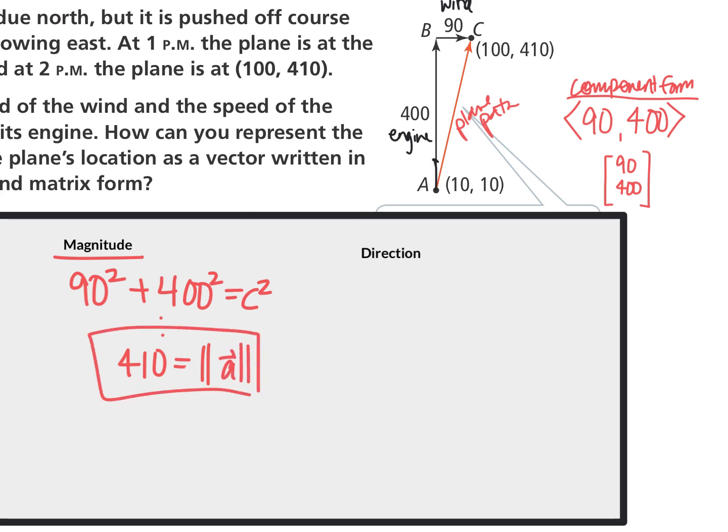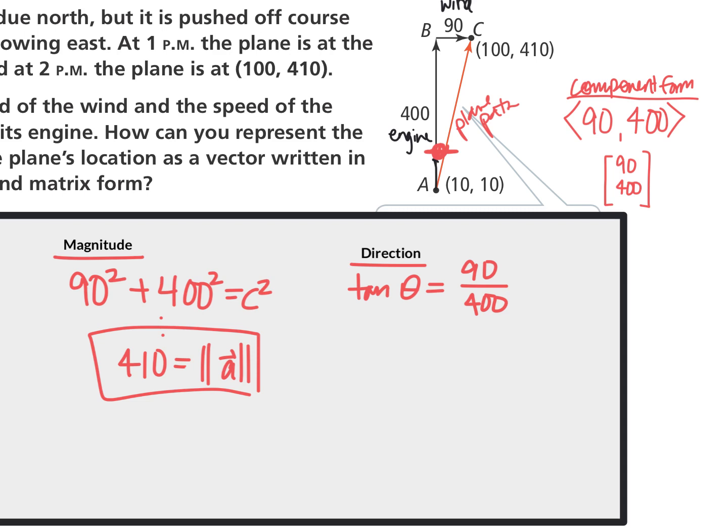And then the direction can be found using tangent, like I said. So remember, tangent helps us find opposite over adjacent. So tangent of the angle we're looking for is the opposite over the adjacent. In this case, I'm actually going to look at this angle of how far over the plane was pushed from its northern path. So I'm going to do tangent of 90 over 400.